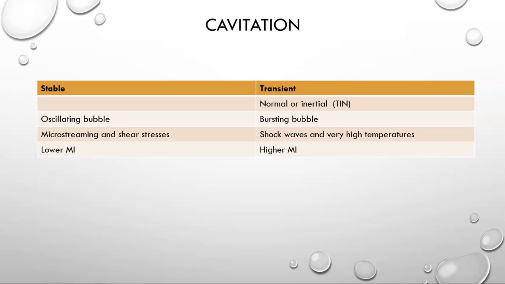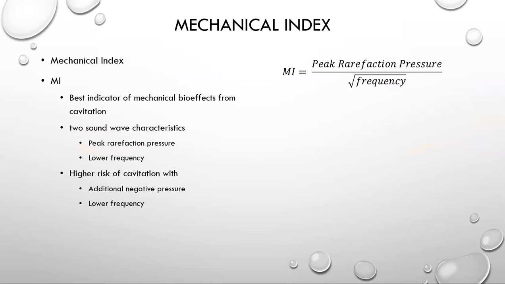Well, what is this mechanical index I keep mentioning? We already talked about the thermal index. The mechanical index is really the best indicator of mechanical bioeffects from cavitation. There are two sound wave characteristics that are utilized to compute the mechanical index: peak rarefaction pressure and frequency. There's a higher risk of cavitation when we have higher rarefaction pressure and lower frequency.